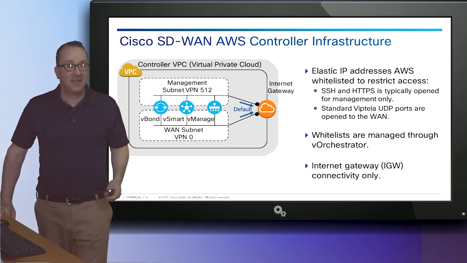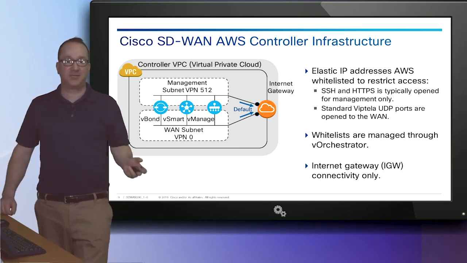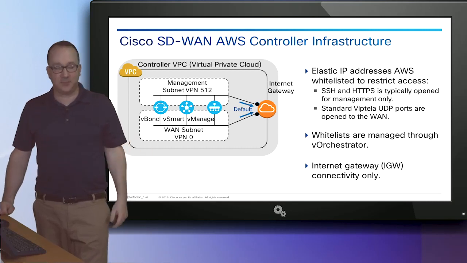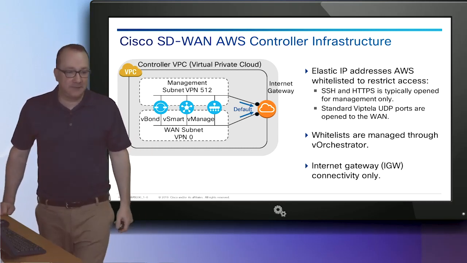Okay? Access to the controllers is going to traverse that internet gateway, and each controller has 2 elastic IP addresses, one per interface. Elastic in this context means that the IP address belongs to the customer and stays with the customer, as opposed to static, which is not customer specific and can change over time.